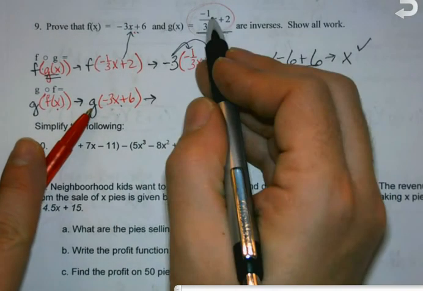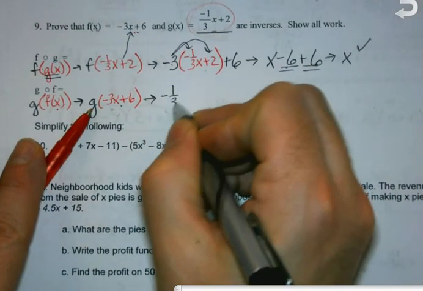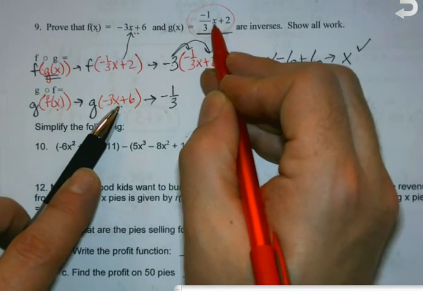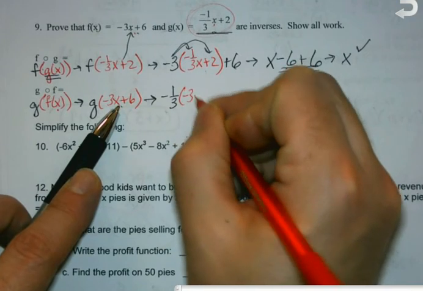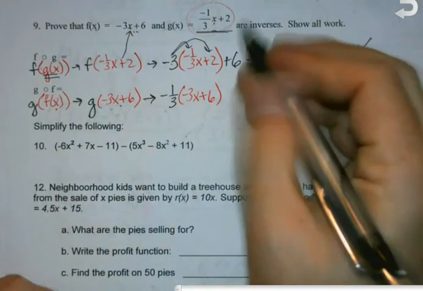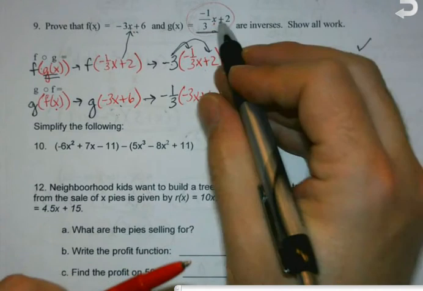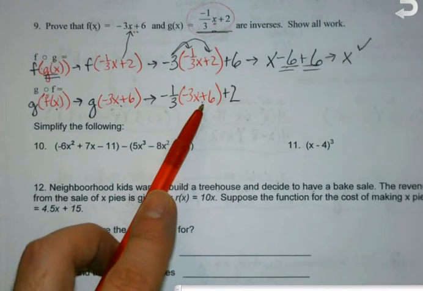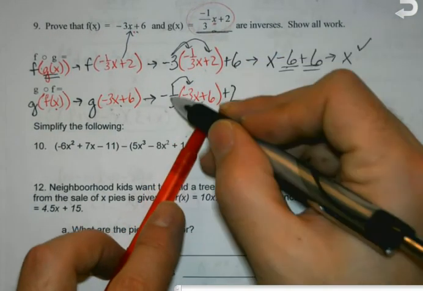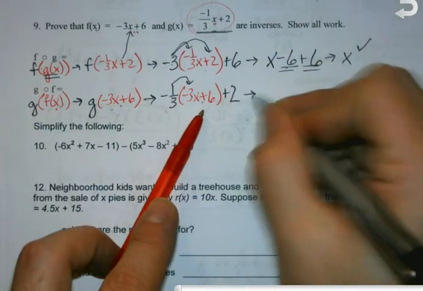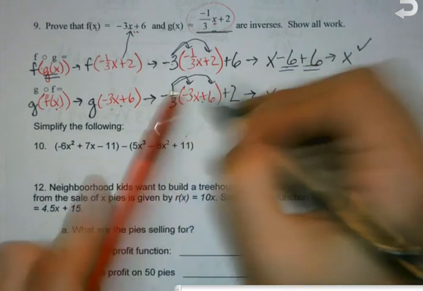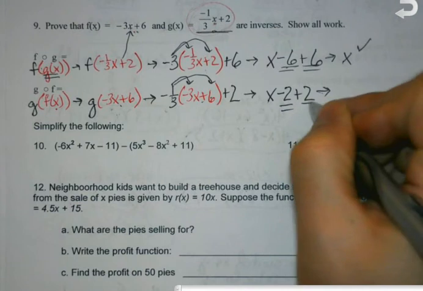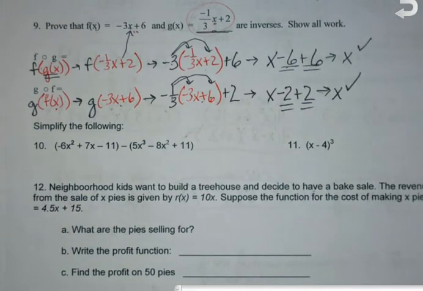Now the g tells me I'm going to use this expression, negative 1/3. But again, whatever's in the parentheses replaces your x. Negative 3x plus 6. And then don't forget the plus 2 that's lurking there. The only thing that I've done to go from here to here is replace the x with what's in the parentheses. Little distributing, negative 1/3 times negative 3 gives me x. Negative 1/3 times 6 is negative 2. Plus 2. x, check.